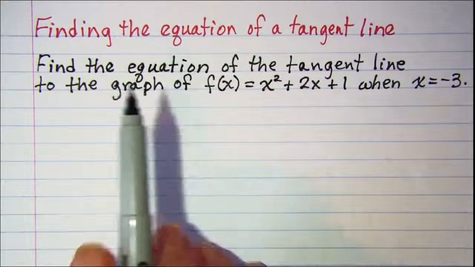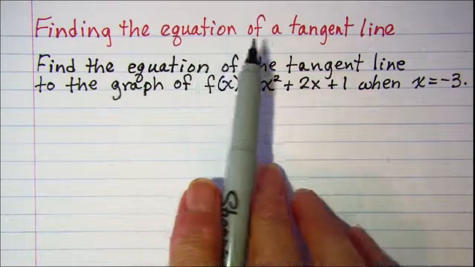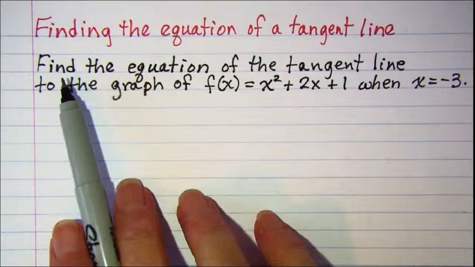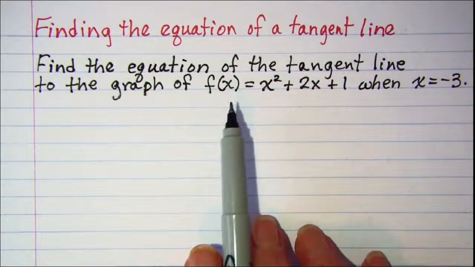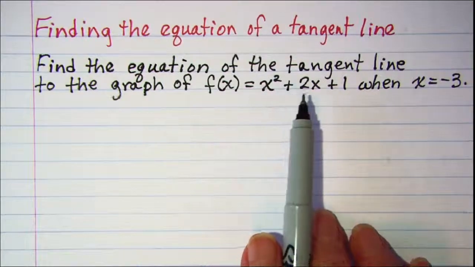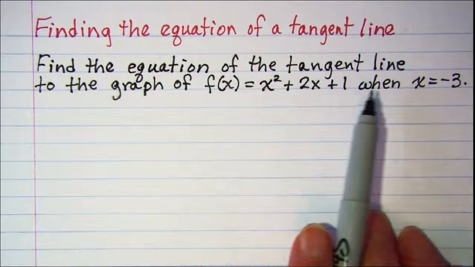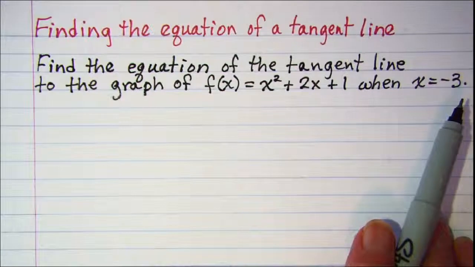In this video, we'll be finding the equation of a tangent line. The problem is: find the equation of the tangent line to the graph of f of x equals x squared plus 2x plus 1 when x equals negative 3.